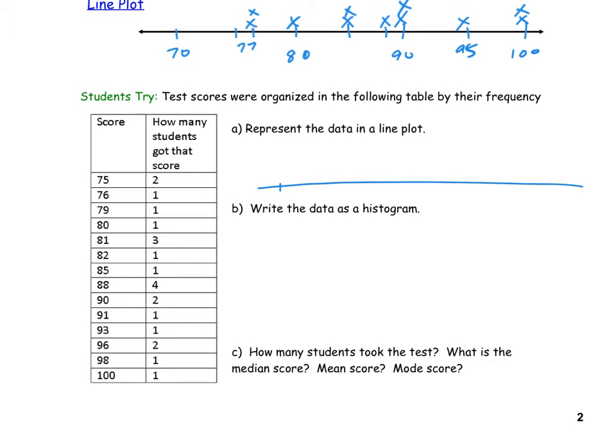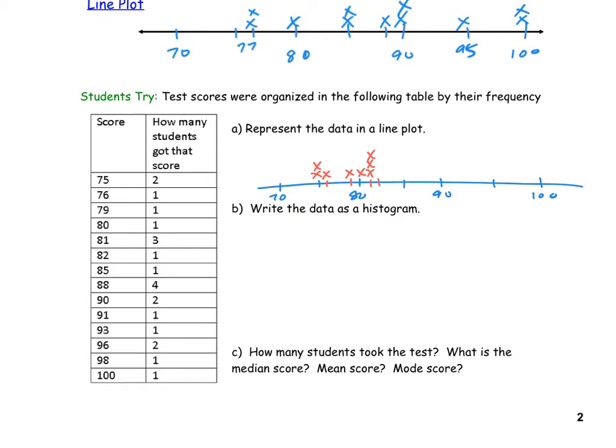I got at the low end, I'm going to put 70, 85, 90, and then 95, 100. And then I'm going to plot these frequencies. So 75 happens twice, 76 happens once, 79 happens once, 80 happens once, 81 happens 3 times. So you can see that you stack them up. You can see that frequency happens a little bit more, makes a little bit more of a taller graph.